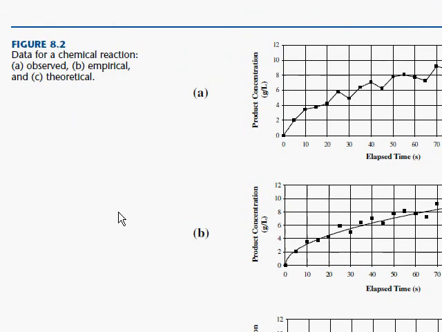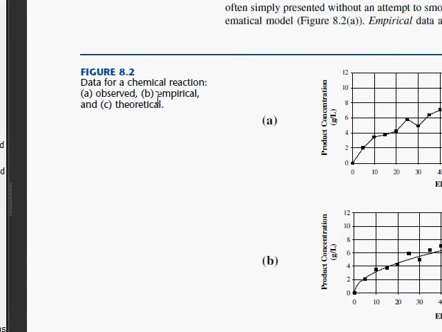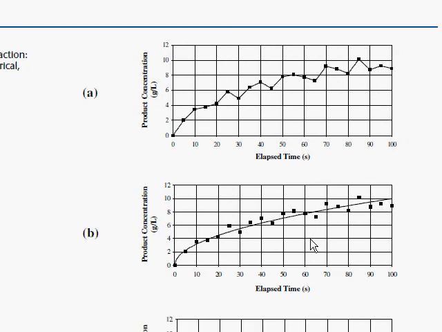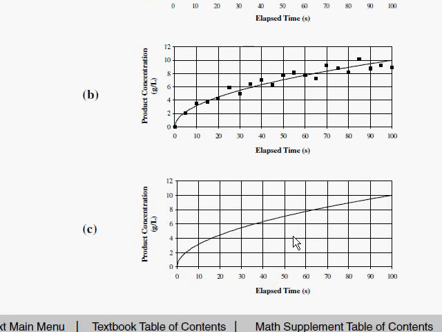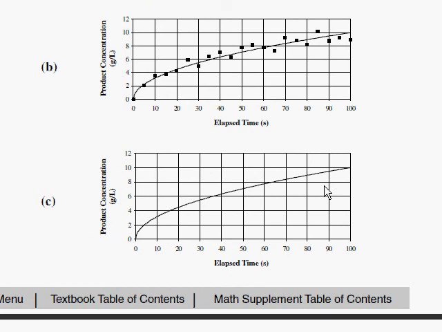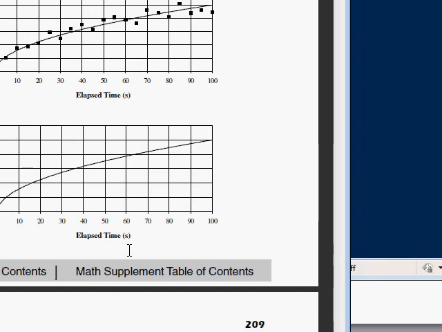It's asking you to compare observed data, empirical data, and theoretical data. For observed data, you're simply connecting the data points. For empirical data, you draw the best fit line through the data points. And for theoretical data, you simply have a trend line in which there are no real data points. You're just trying to predict what the data might look like if you conduct an experiment.